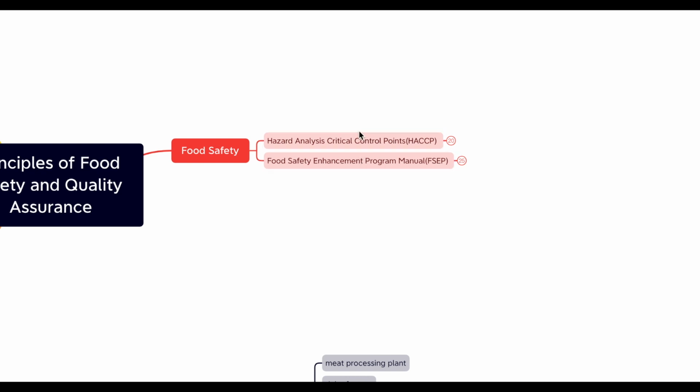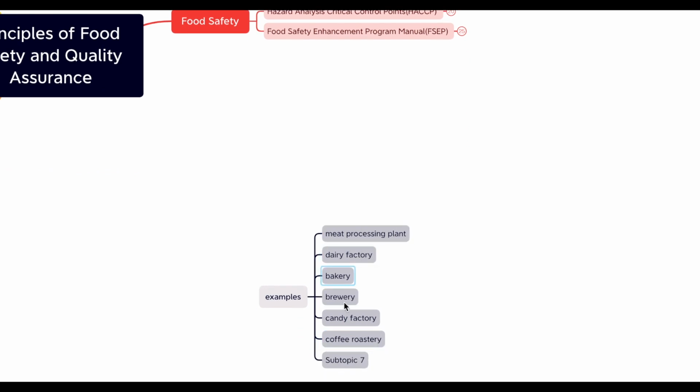HACCP is like the foundation of the house, providing the basic structure and principles, and the FSEP is like the house itself, built on the HACCP foundation, but with additional elements tailored to the Canadian context. Now let's look at some real-life examples.